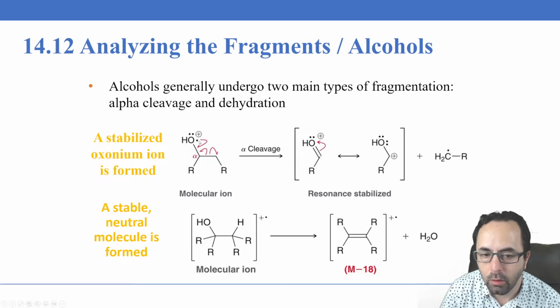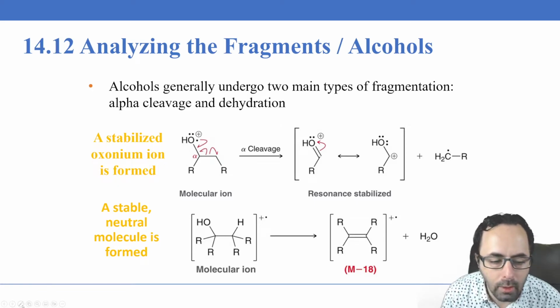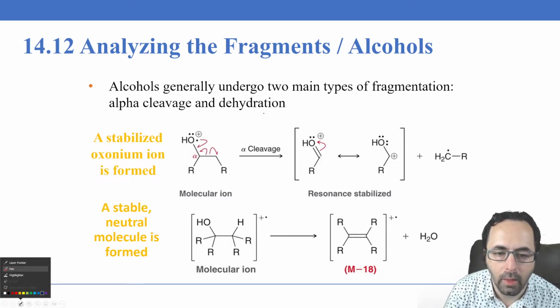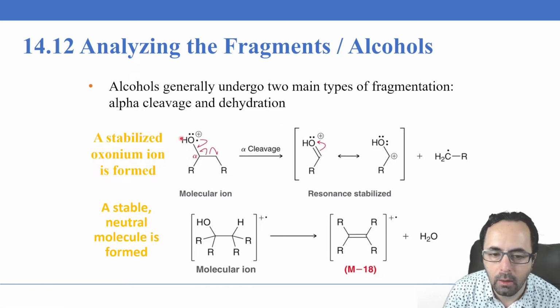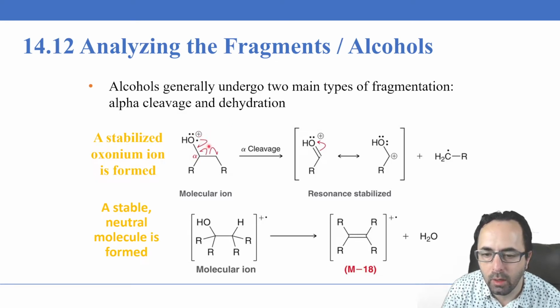So if we have a radical cation here, we've removed one electron from the oxygen, so we can see right here that electron would have been right here, and it's not there anymore. And so what's going to happen now is there's going to be a kind of rearrangement that occurs that's going to allow for some resonantly stabilized result.